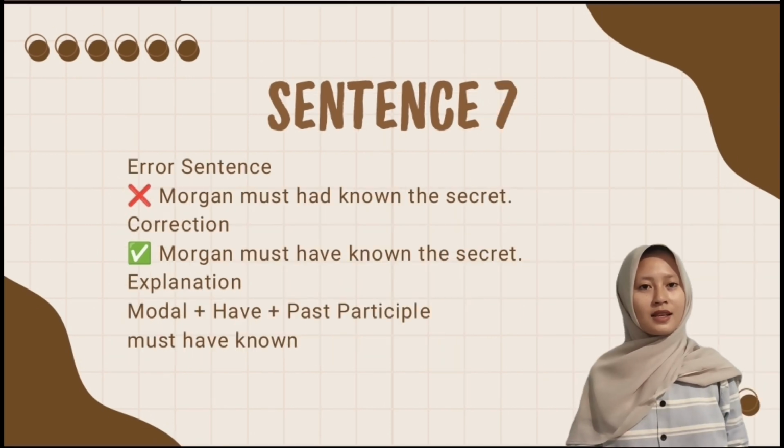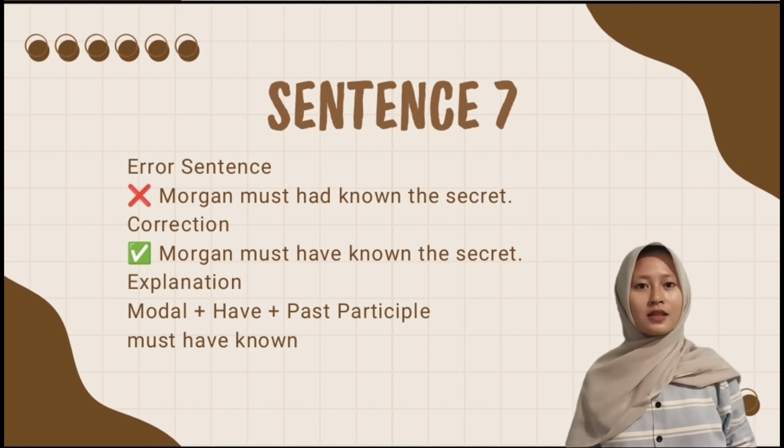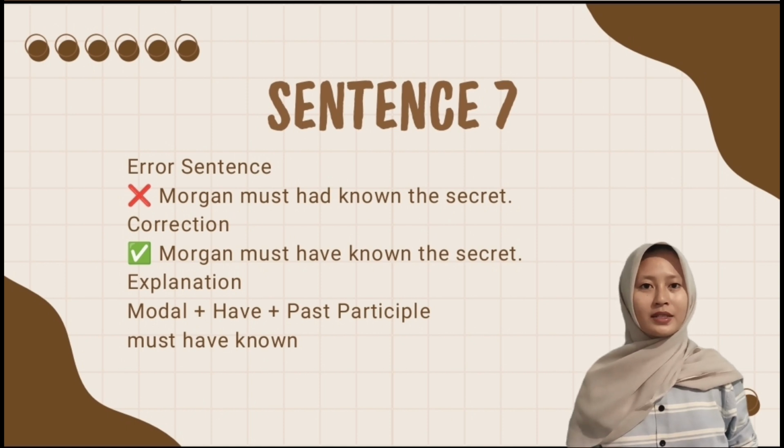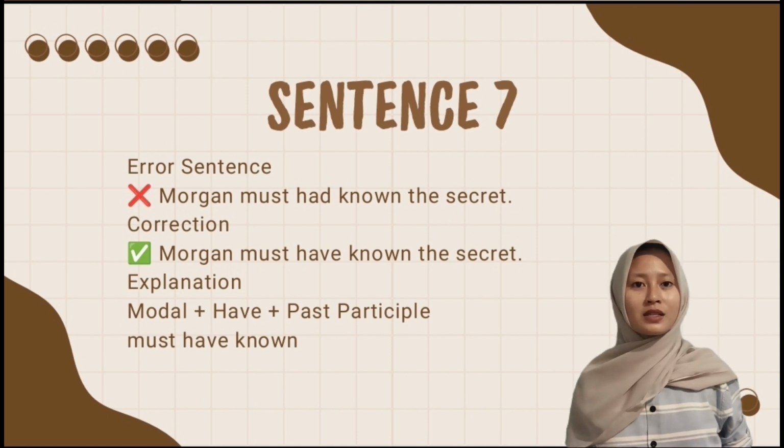The seventh sentence is, "Morgan must have known the secret." The correct sentence is, "Morgan must have known the secret." After a modal verb such as "must," we use have plus a past participle. Therefore, the correct form is "must have known."